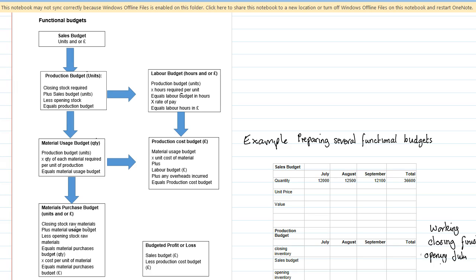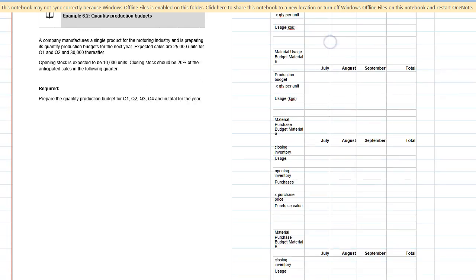Welcome back. We're still looking at functional budgets, but this question is going to be more complicated, where we won't just prepare the sales budget and the production budget, but we'll move on and look at our raw material budget in quantities, and then material purchases, what we're actually going to buy. We'll use our production detail of units to work out how much labour do we need, given the rate of pay, what the cost will be, and then pull in all that cost information into a production cost budget.